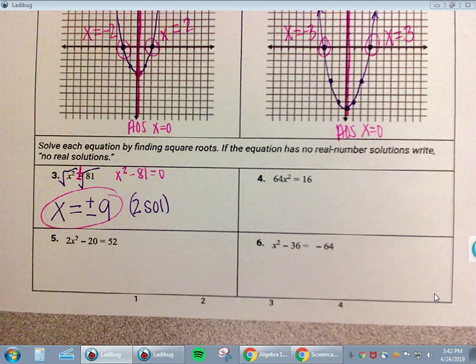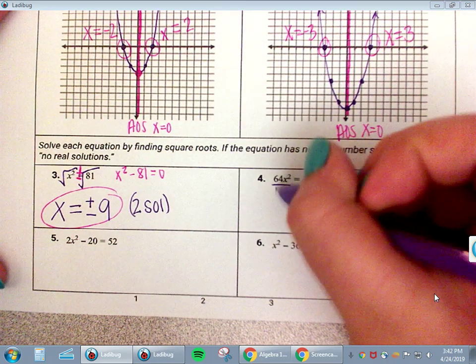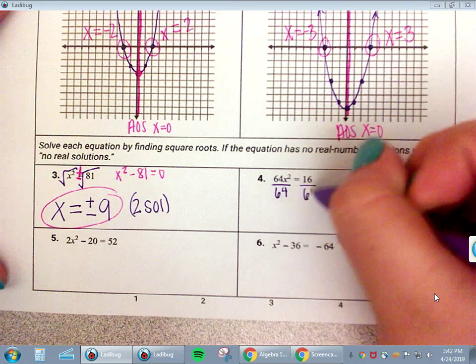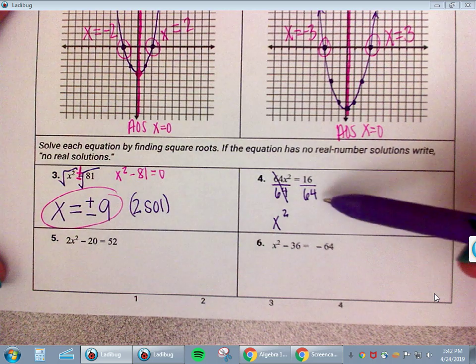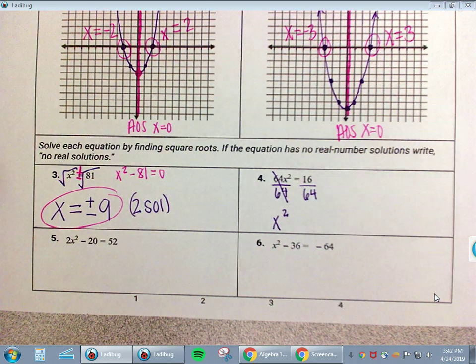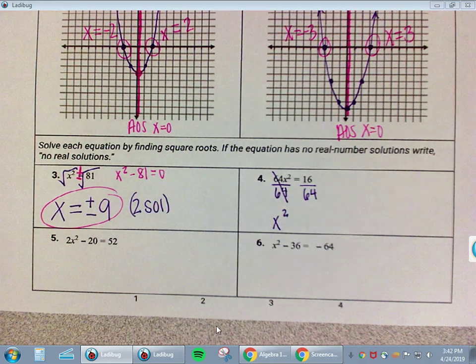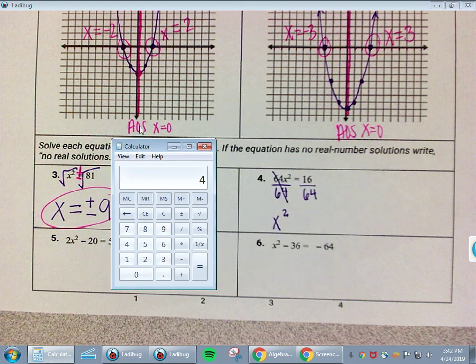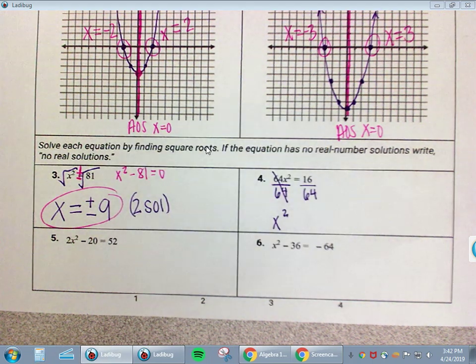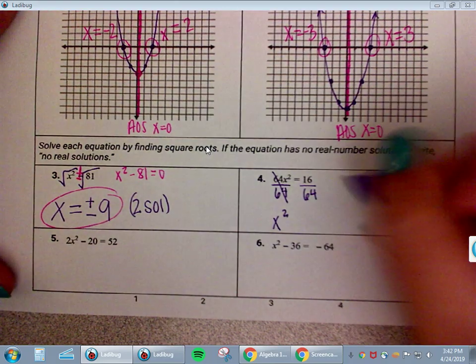We want to get our x squared term by itself first. So let's divide both sides by 64 to move that out of the way. So I've got x squared equals 16 over 64. I know that we can do some simplifying here. What goes into both 16 and 64? I believe 16 does. Let's check. 64 divided by 16. Yeah, 16 times 4 is 64. So this is just 1/4.